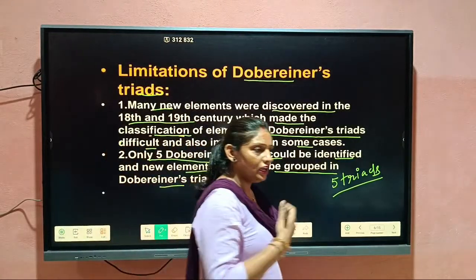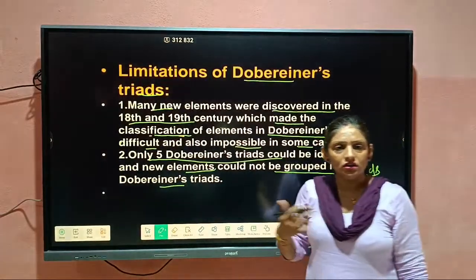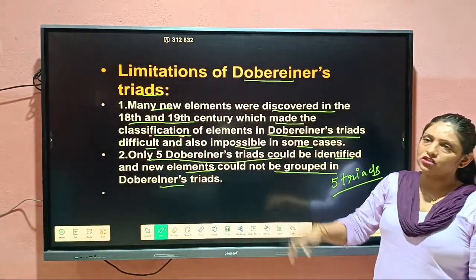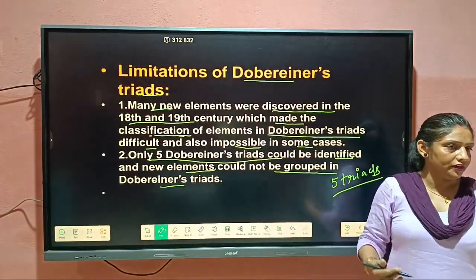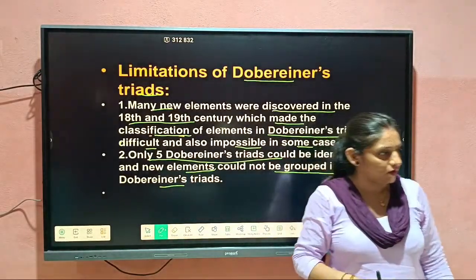And we were not able to make more triads. So it was also the limitation of Dobereiner triad. It is not possible for all the elements present in the periodic table.